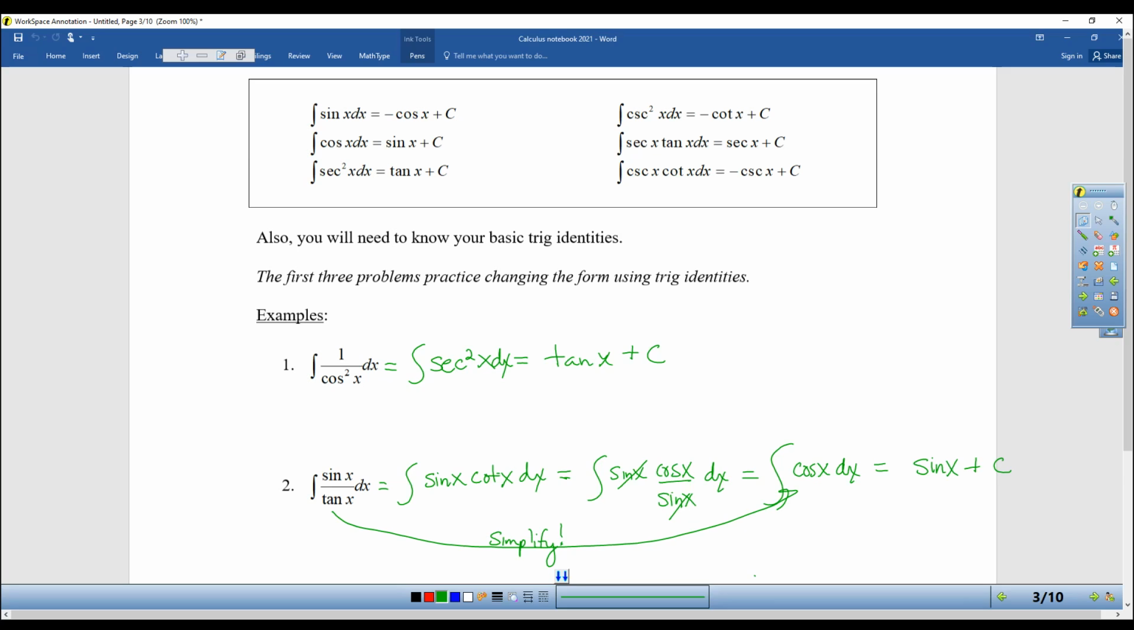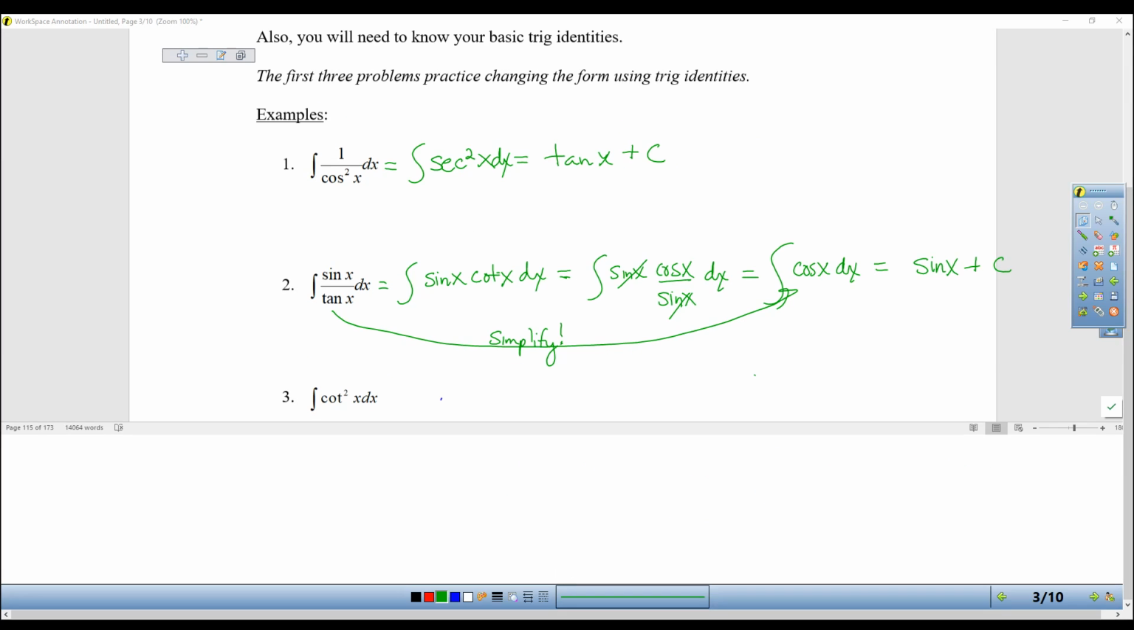So if you have this one, what you're going to have to actually do is remember this rule. 1 plus cotangent squared is equal to cosecant squared. So these were your Pythagorean identities. Let's just write all three of them to make sure you have them. 1 plus tangent squared is equal to secant squared. And then the one that most people already have memorized, sine squared plus cosine squared is equal to 1.